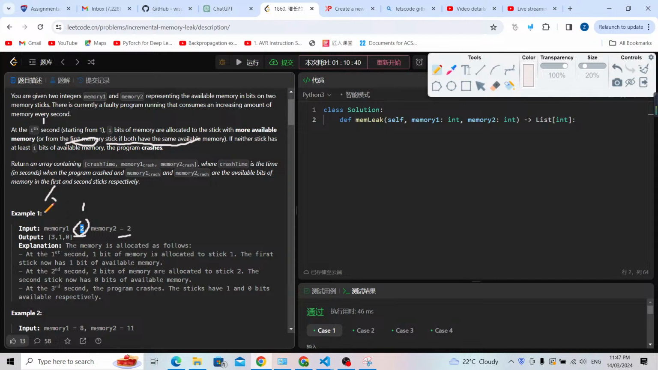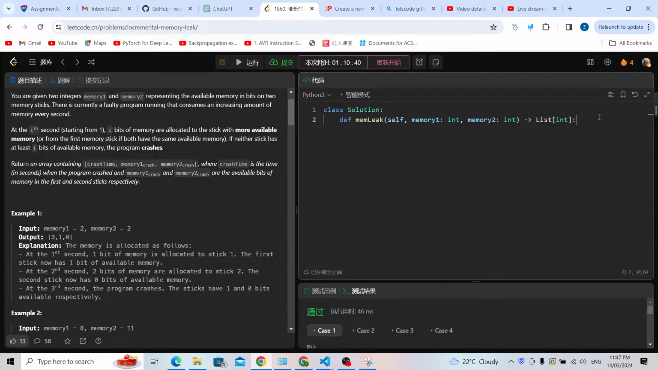Yeah, now we go to the second second. So the memory 2 would minus 2, it becomes 0, and here is still 1. Then we go to the third second. Yeah, why, when we go to the third second, does the program crash? Because we need to have at least 3 memories, but one of them is 0, another is 1. It is not possible. So we just return 3, 1, and 0.